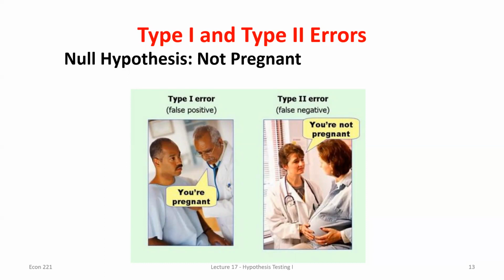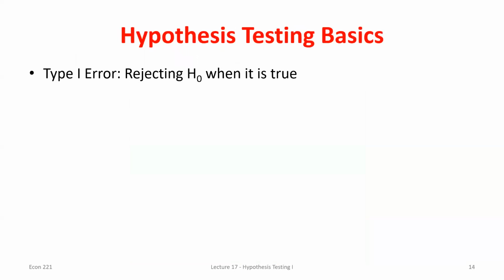Another way to relate this to some stuff we talked about before, a type 1 error is like a false positive, right? I rejected the null, even though I shouldn't have. It was a false positive. I shouldn't have been rejecting it. All right, so a type 1 error is when we're rejecting the null, even though it's true, right?